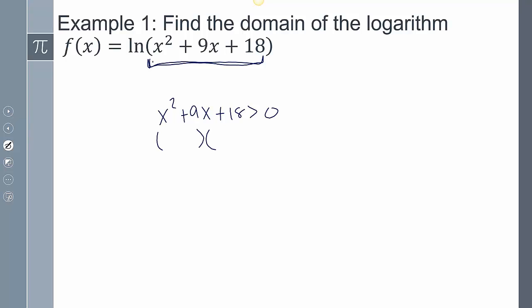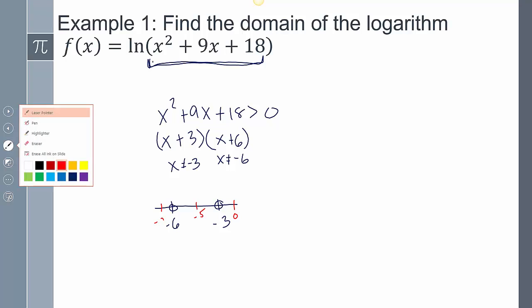So I need to factor this. This returns x plus 3, x plus 6. My zeros are x cannot equal -6 and -3. The reason I say can't equal is because there's no equal to. So on the number line, we have -6 and -3, open circle and open circle. Now I have to test each region. Picking values, I can pick -7, -5, and 0. If I plug in -7, a negative and a negative gives me a positive.